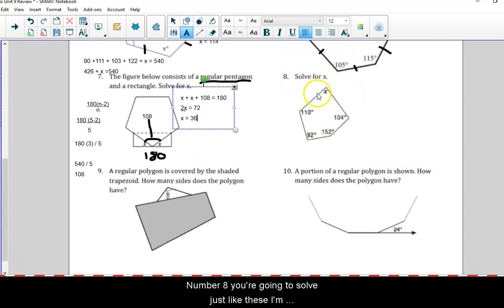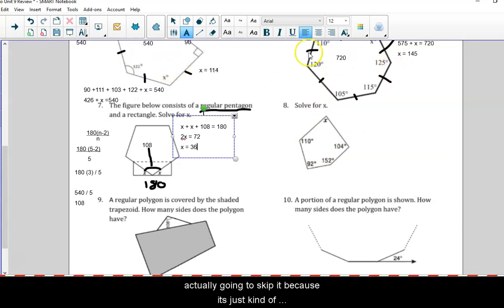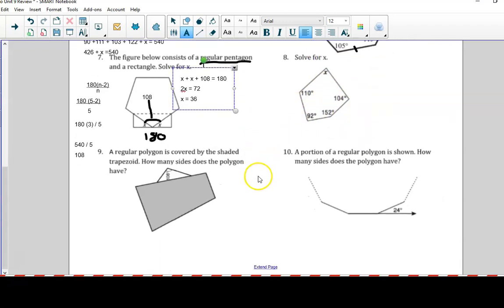Number 8, you're going to solve just like these ones. I'm actually going to skip it because it's kind of redundant. But again, you're just going to figure out how many sides this thing has. The answer key is posted for the review. See if you can get it. Again, just add 110 plus 92 plus 152 plus 104 plus x equals whatever that interior needs to be.